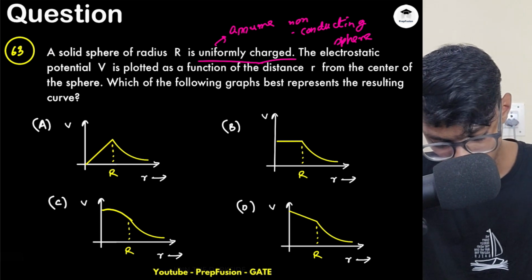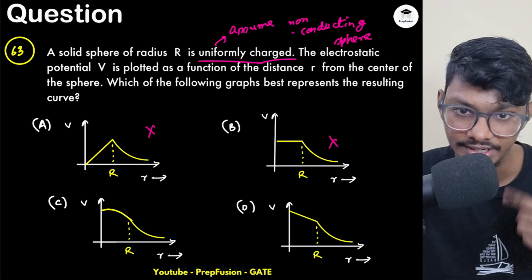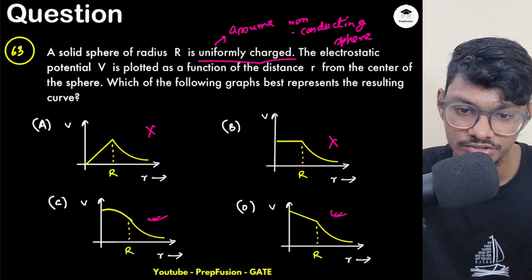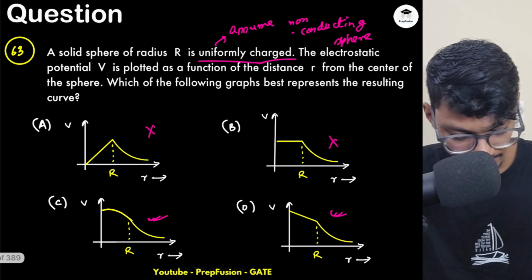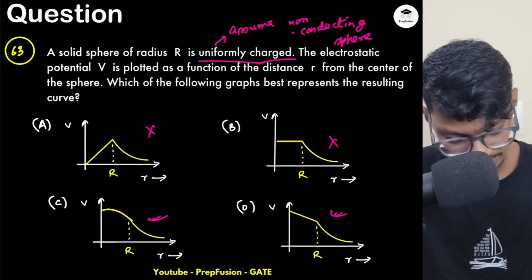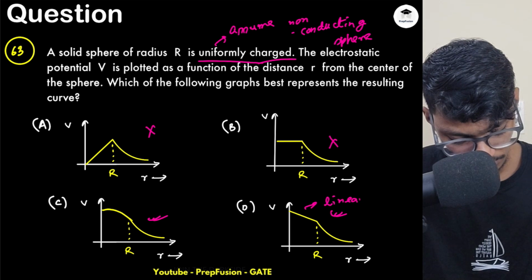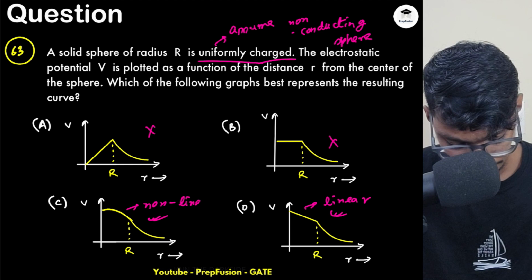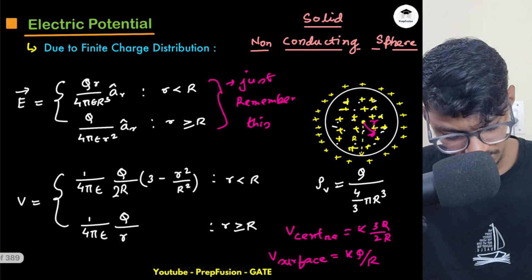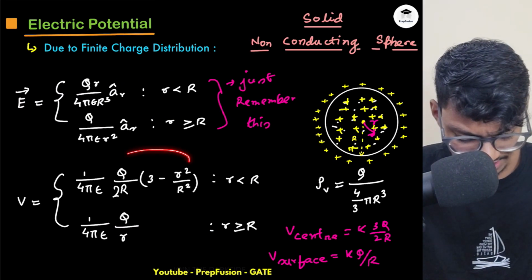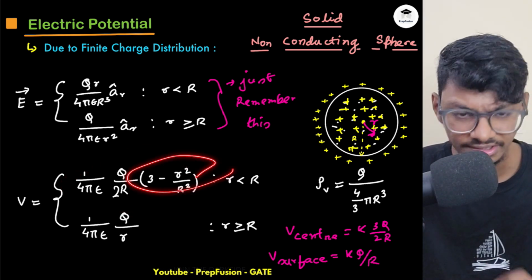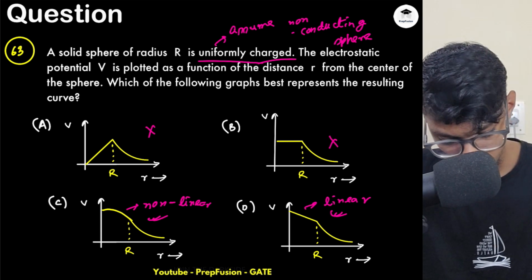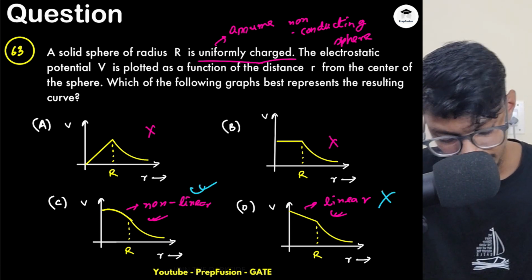So this is not possible. It is not constant, it is reducing. This may be possible. Now which one shall I choose? Here it is telling me that the potential reduces linearly, and here that it reduces non-linearly. Which one is the possible case? Is there any linear function you are seeing in this thing? Nothing is linear. It is quadratic and dividing, so it is definitely non-linear, so option C will be correct.